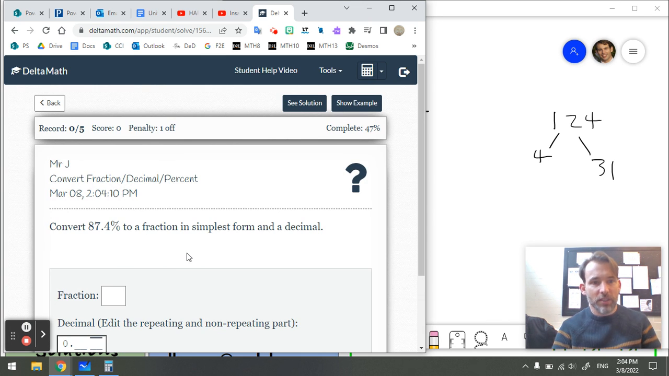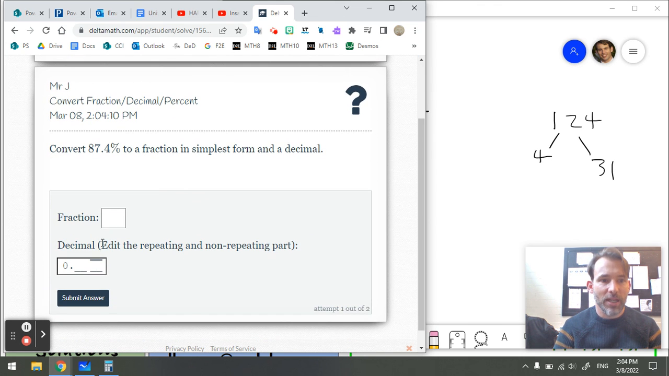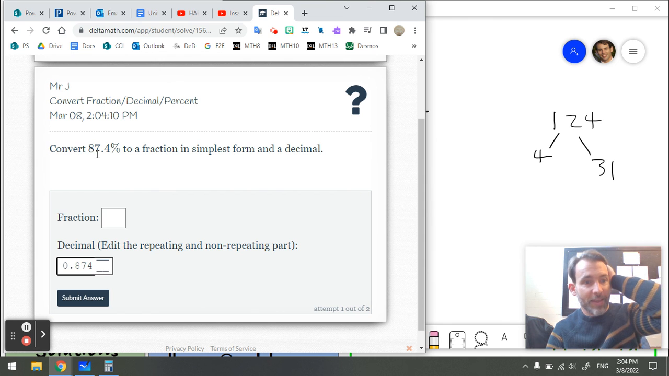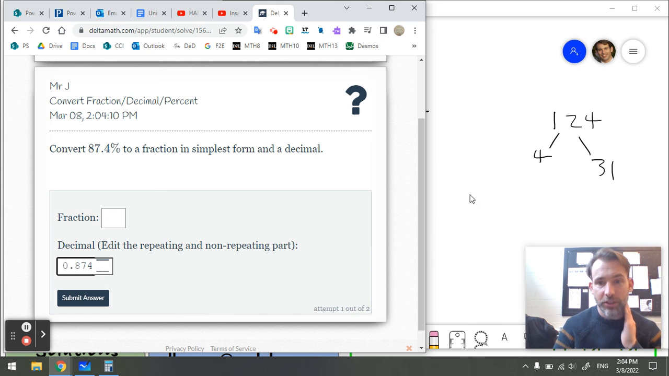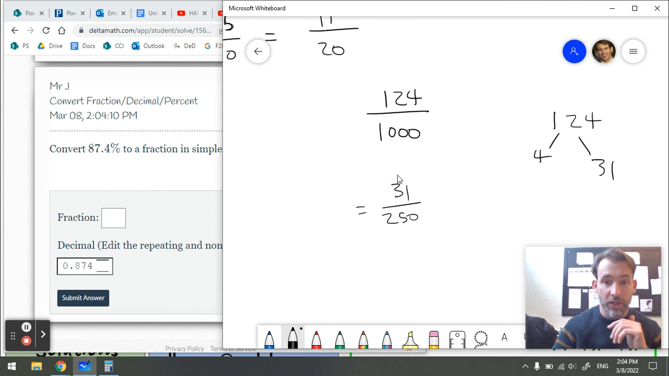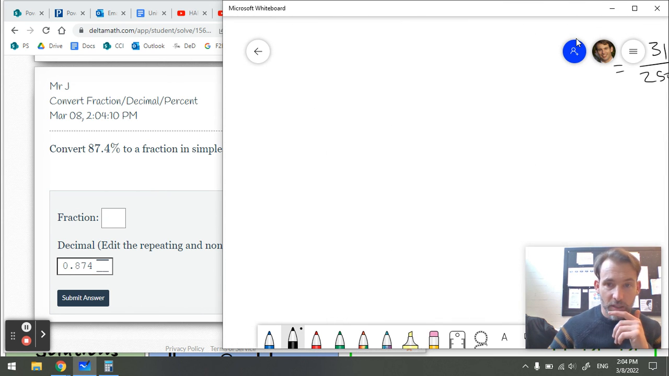Convert fractions, decimals, and percents. Okay, convert this to a fraction in simplest form and a decimal. So as a decimal, it's 0.874. I need to move the decimal place twice. Less than 1, because 1 is 100% of one pizza. So 1 is 100%. And this, well, it's less than 1, so I'll put the decimal there. As a fraction, well, I can turn that into a fraction using what we've just done, and it looks like this.